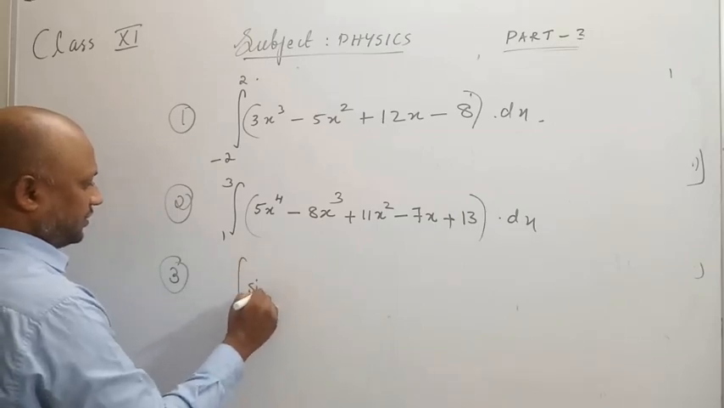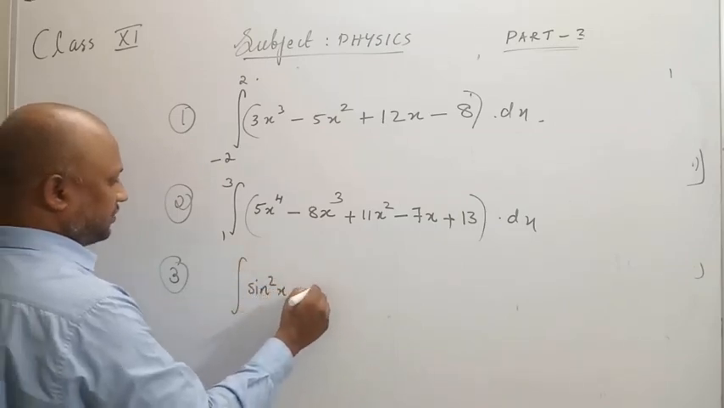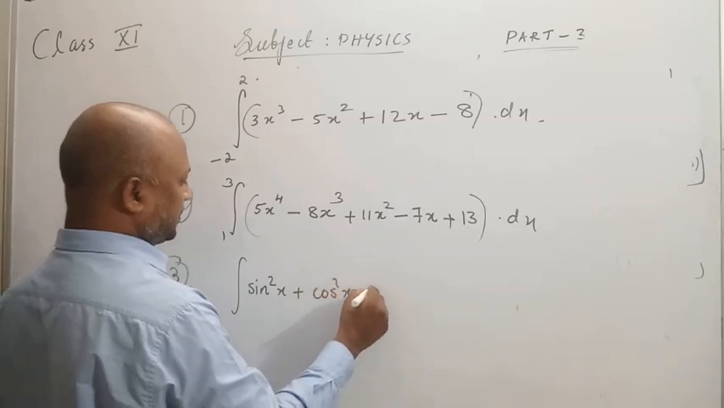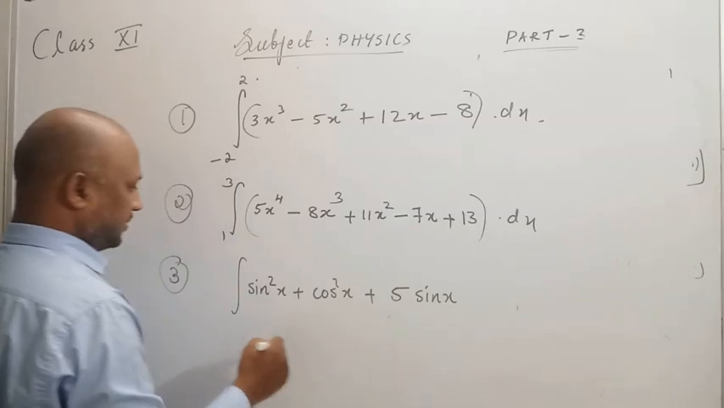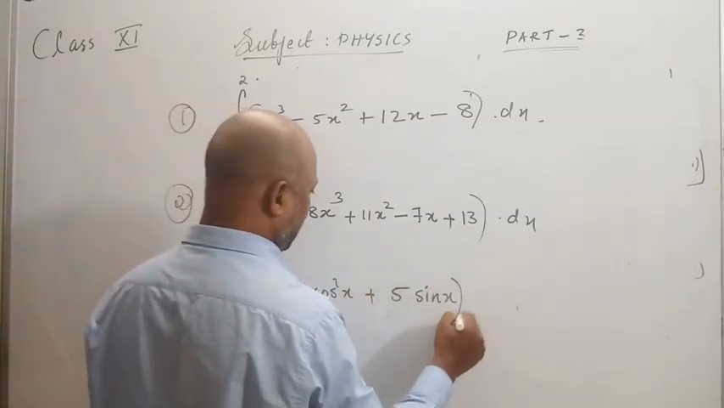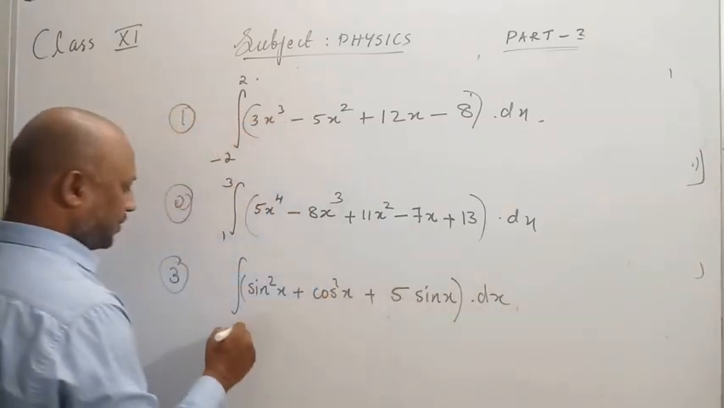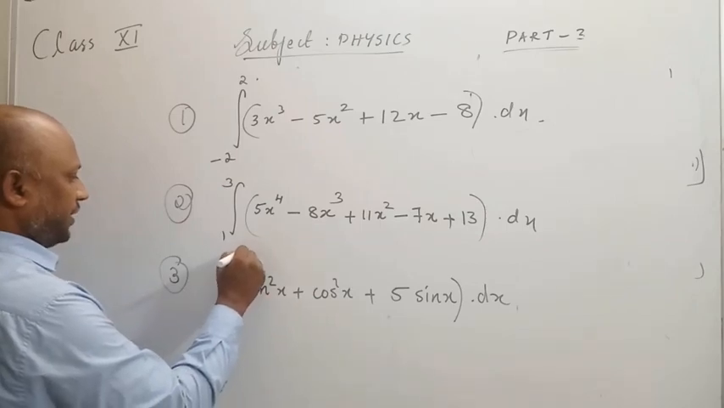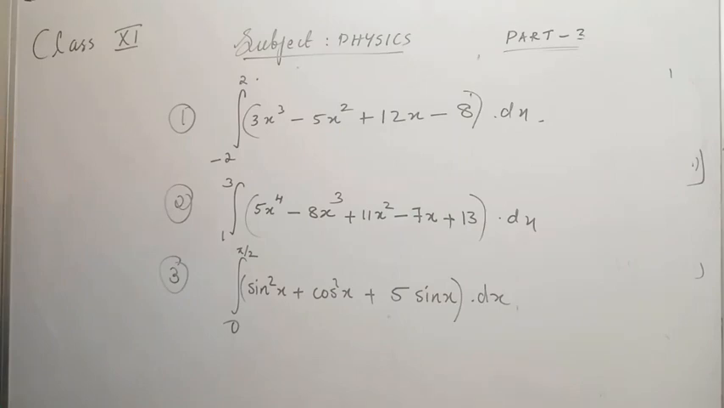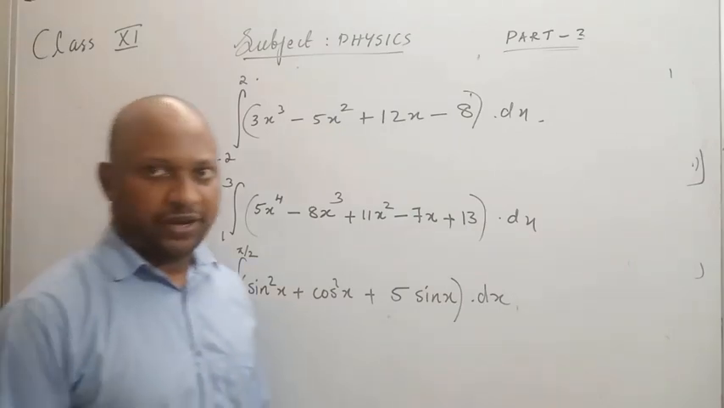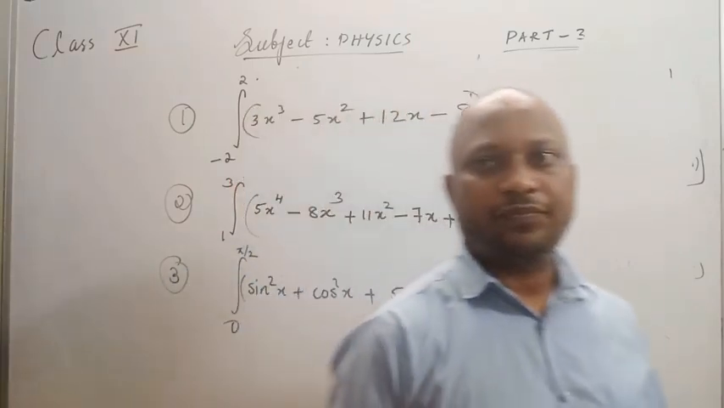The third question is integration of sin square x plus cos square x plus 5 sin x dx from 0 to pi by 2. So these are 3 questions as homework for you.